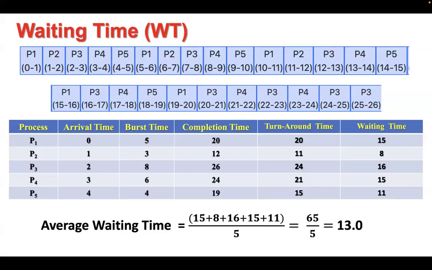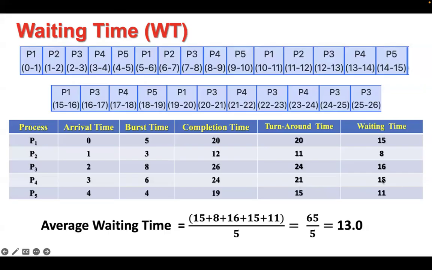Now P4. Again, P4 arrived at 3, given CPU at 3. So after the first occurrence of P4, between every occurrence, we compute the number of time units. 1, 2, 3, 4, 5, 6, 7, 8, 9, 10, 11, 12, 13, 14, and 15. Now after the 15th time unit, P4 would be getting its last time slice. So that's why waiting time is 15.